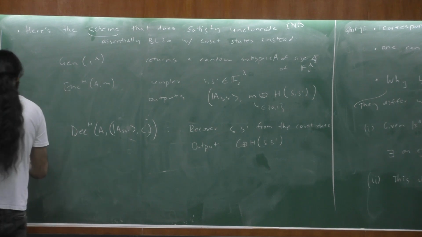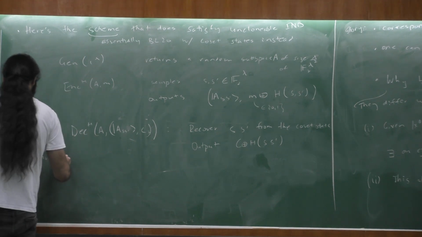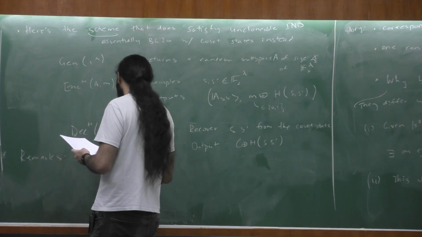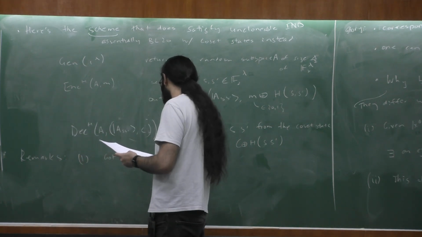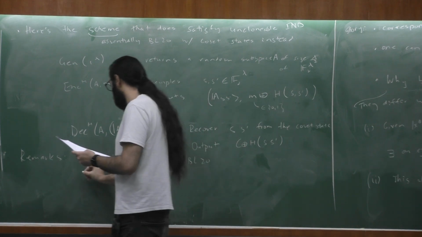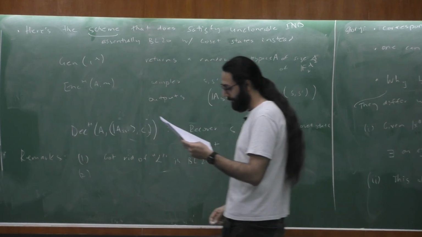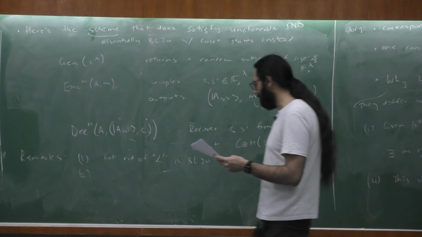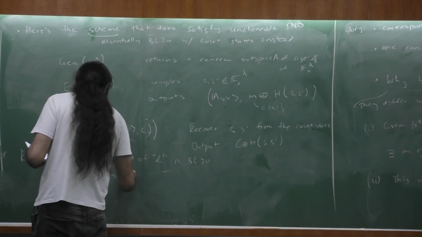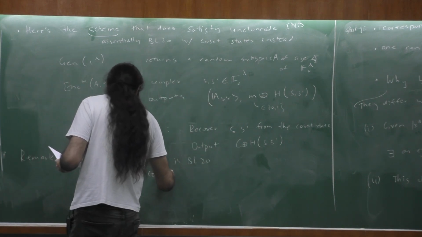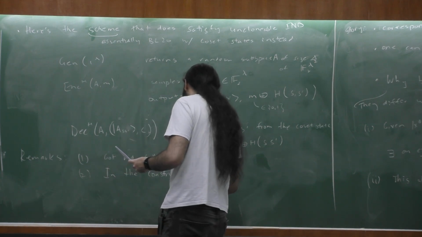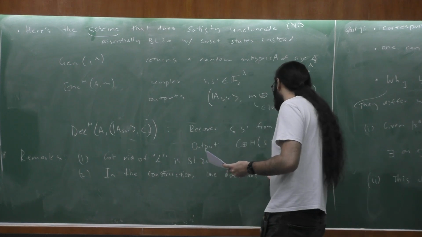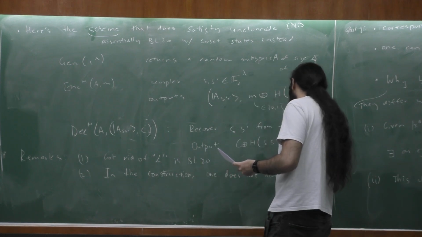So here are some remarks. The first one is, they got rid of alpha, which I already mentioned in BL20. The second is in the construction, one does not need membership checking oracles.